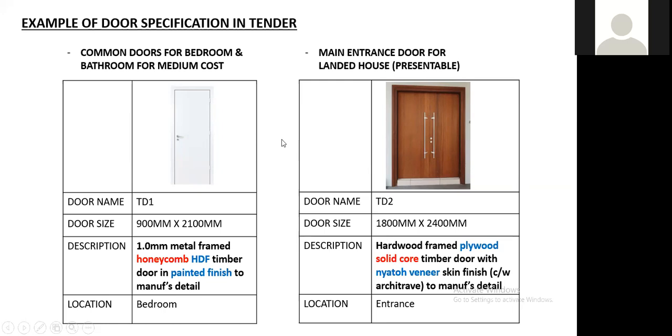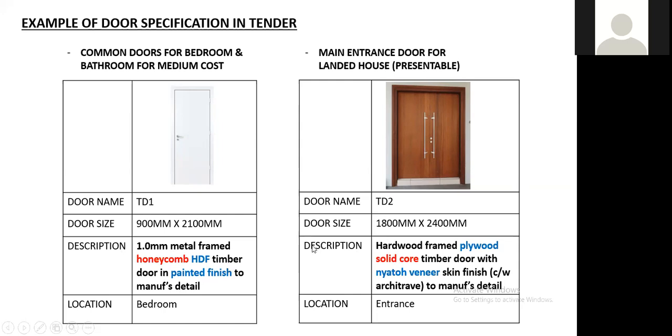Okay, so for this door, how do we specify? The red one will be infill, and the blue one will be the skin. When we specify, it's best to have these two elements stated in your description. If you just put flush door, it could be any possibility, and at times the supplier will give you the cheapest one.